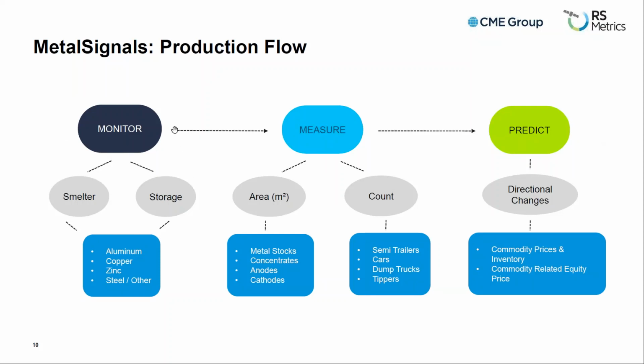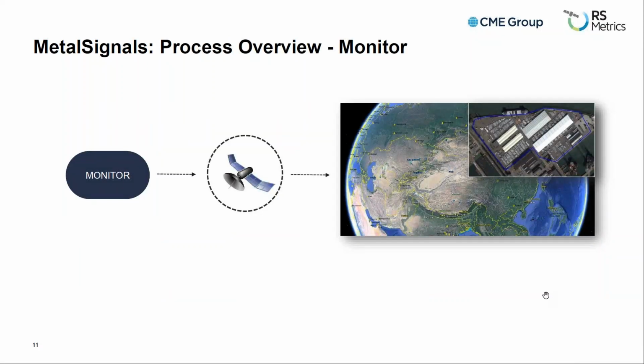There's monitoring, first of all, measuring once we have images and we've monitored, and then predicting. So we're not only taking pictures and measuring what's in those pictures, we also have white papers and demo models and applications that actually show you how to predict and use this to generate alpha and forecast price and inventories and other metrics.